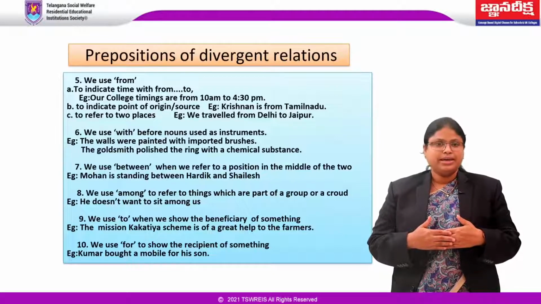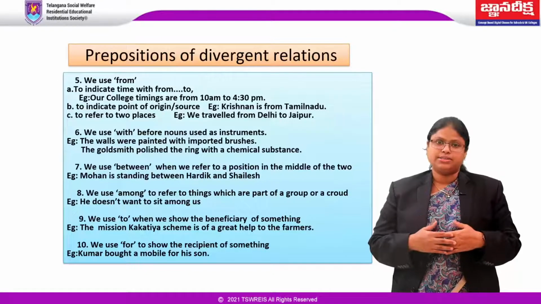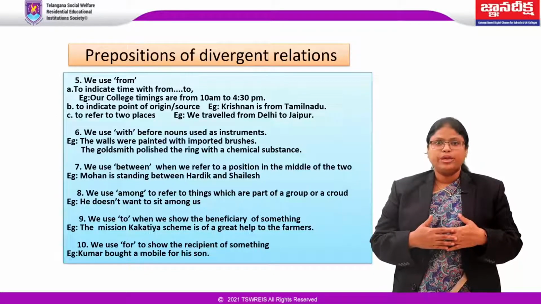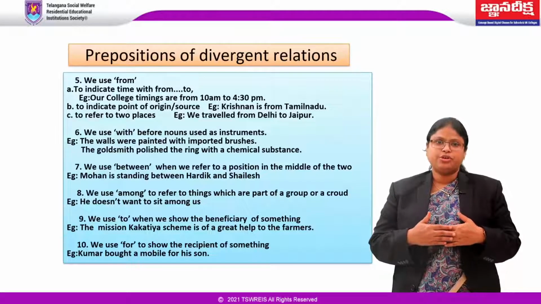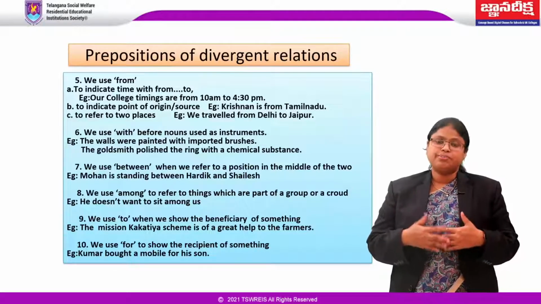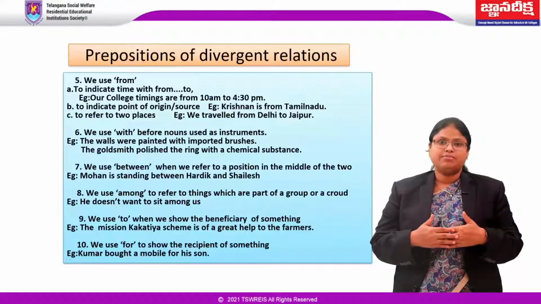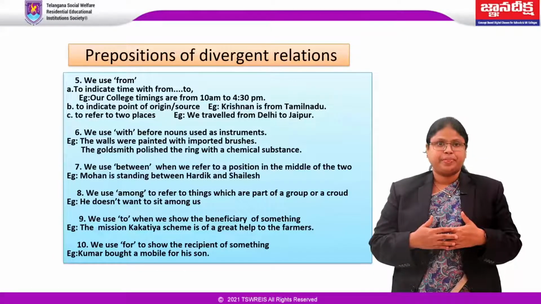For example, he doesn't want to sit among us. Again, talking about to and for, we use to when we show the beneficiary of something, and we use for to show the recipient of something. For examples, the Mission Kakatiya scheme is of great help to the farmers. Kumar bought a mobile for his son.